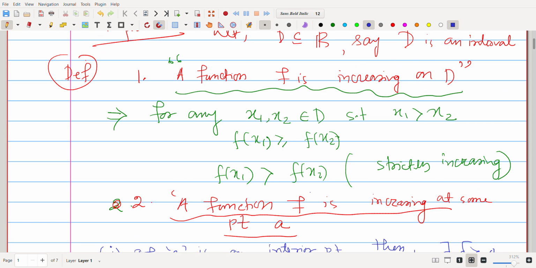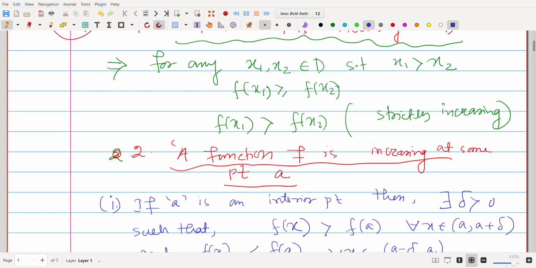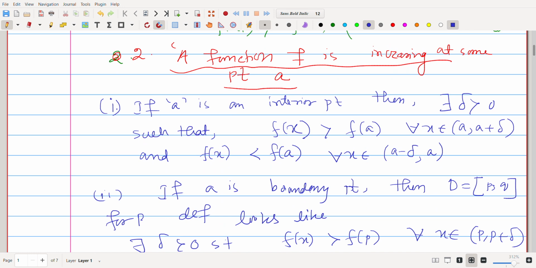A function f is increasing on some interval D. That means if you choose any 2 points x1 and x2 and that satisfies x1 greater than x2, then f of x1 greater or equal to f of x2. This is the definition. And second one, a function f is increasing at some point a. This has different meaning. And the meaning is this one. If a is the interior point, then you can find a delta such that fx greater than fa for all x belongs to a comma a plus delta, and fx less than fa for all x belongs to a minus delta comma a.